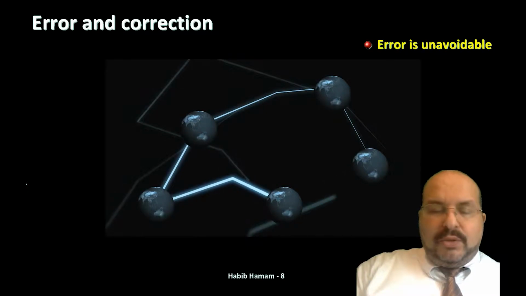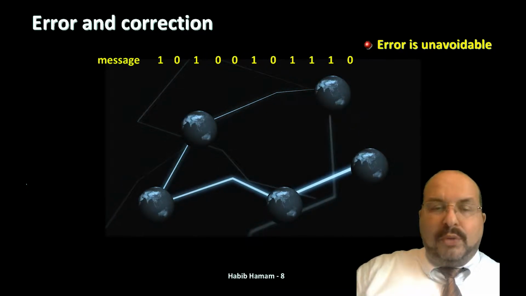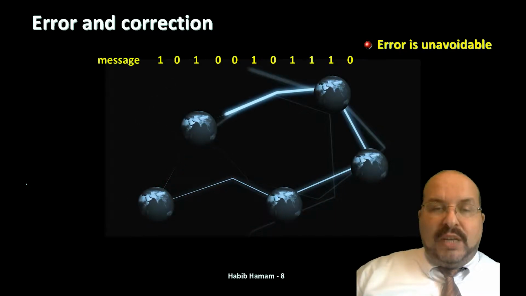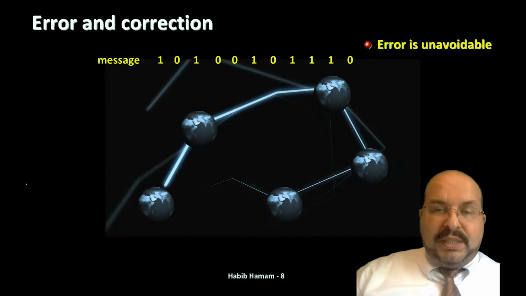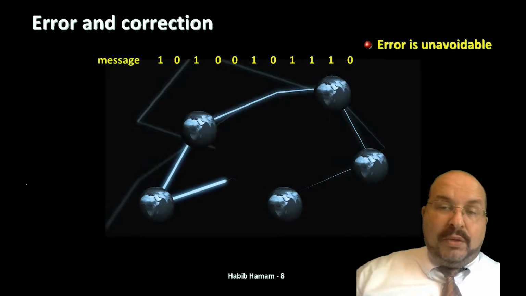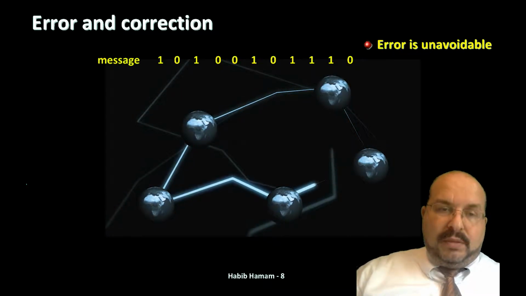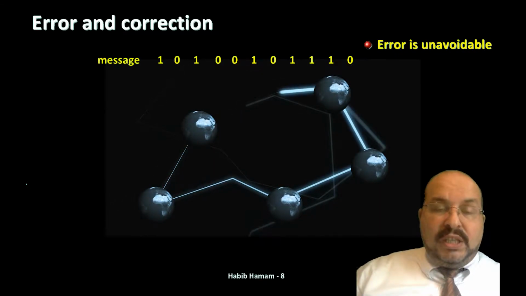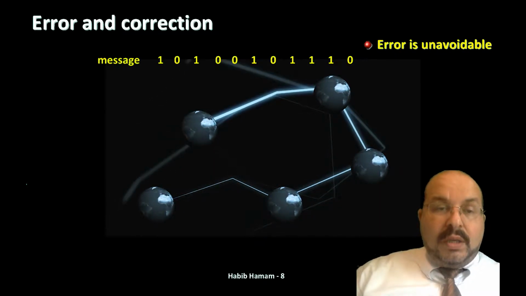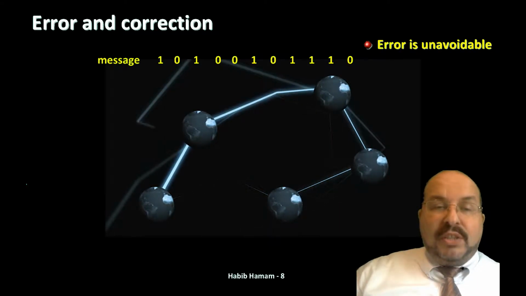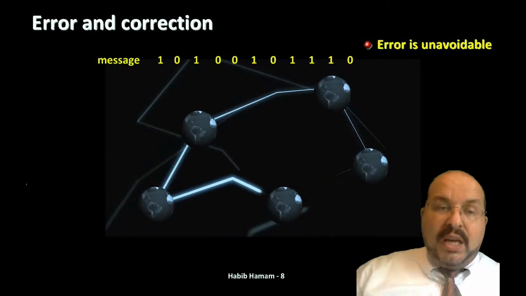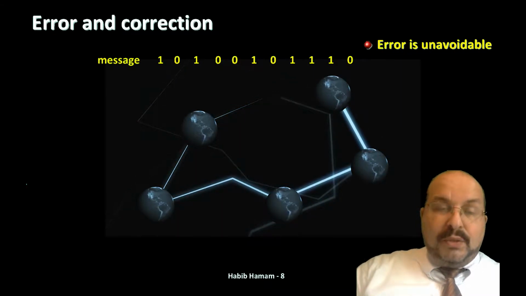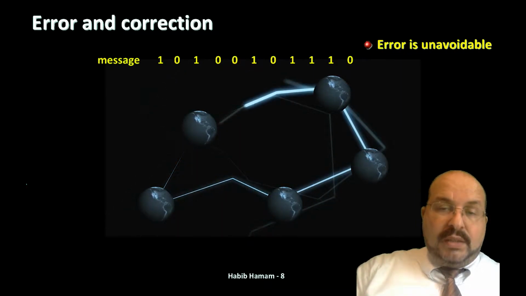Now, errors and corrections. We go to the channel coding now. If we have a message like that one here, a sequence of bits, first of all, error is not avoidable. Whatever we do, there is imperfection in the source of the signal, imperfection in the transmission medium, and imperfection in the receiver. So whatever we do, we cannot avoid errors.